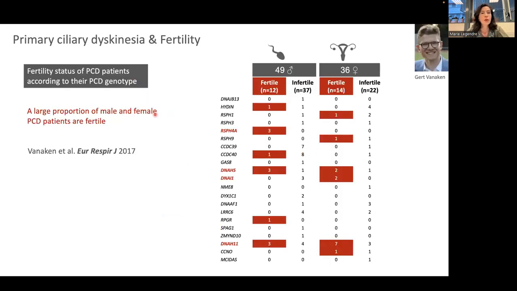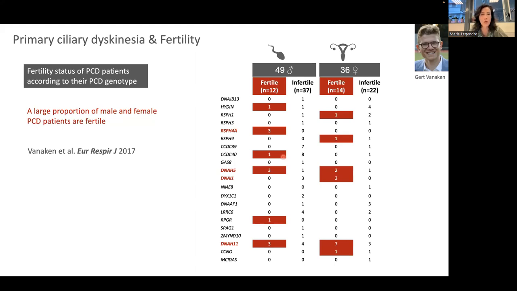We used to hear that people with PCD were infertile, and we know now that it's not always the case. In 2017, we did a study in about 90 adult patients with PCD with fertility data, and we found that some people with mutations in DNAH5 or DNAH11 had babies without the use of IVF.